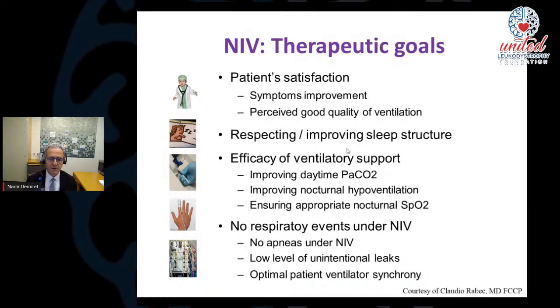The third one is efficacy of ventilatory support. So daytime carbon dioxide level should be improved. Nocturnal hypoventilation should be improved, and nocturnal oxygen level should be improved.